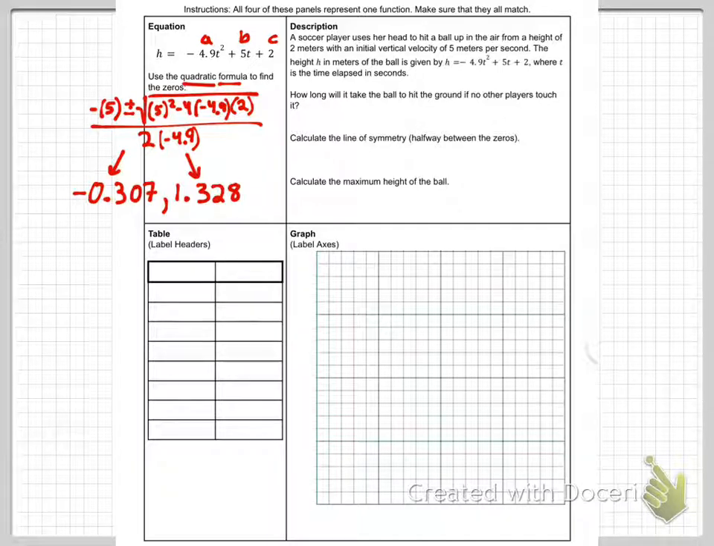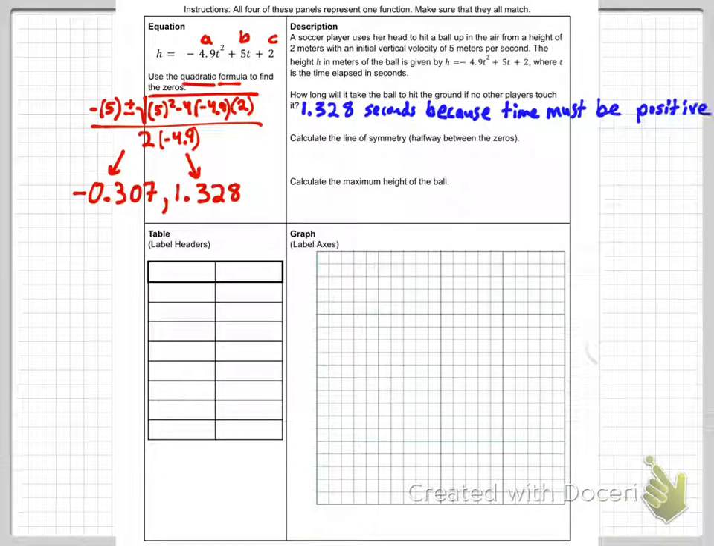So how long will it take the ball to hit the ground if no players touch it? Well, it's one of those two numbers because those are the zeros, and it has to be 1.328 because time must be positive. You can't have a negative time in a situation like this. Now, in order to calculate the line of symmetry, we need to add those two together and divide that by 2. When you type that in a calculator, you get 0.510.